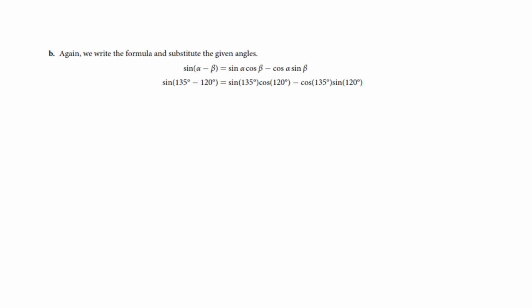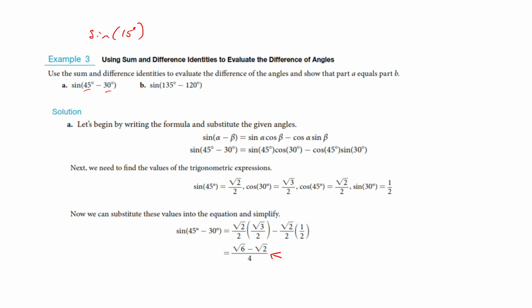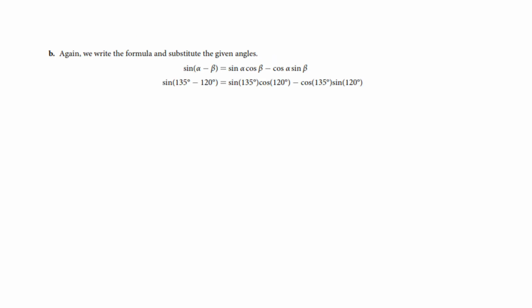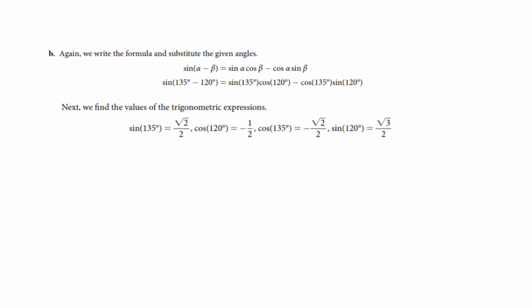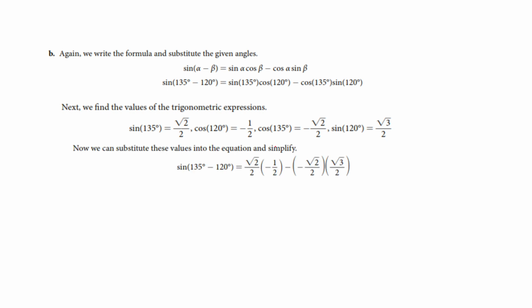Okay, what was the second one? I don't even remember what it was. So 135 minus 120. Okay, two values that we can find on our unit circle. Just reading those off, they got them all there for us. So remember, it was sine cosine minus cosine sine. Okay, we've got them all in there. Now let's just crunch. We get down to this. Yeah, I don't know why they wrote that the other way around. Not really necessary, but there we go.